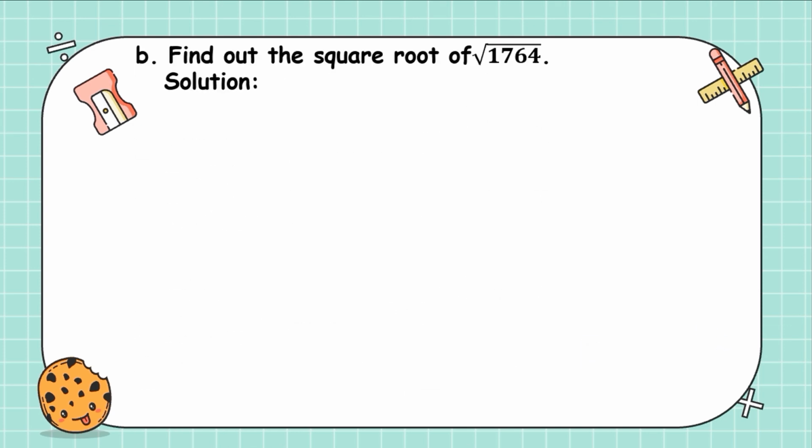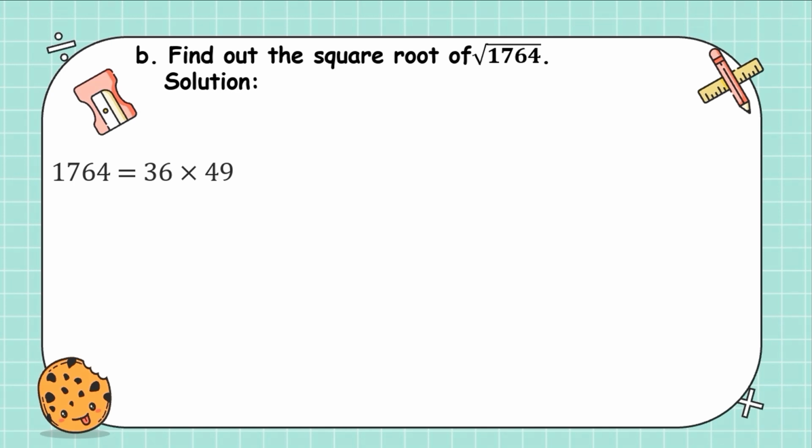Find out the square root of 1764. We can break down 1764 into two factors. We can say that 36 times 49 is 1764. And notice, 36 and 49 are not prime numbers. They're called composite numbers.